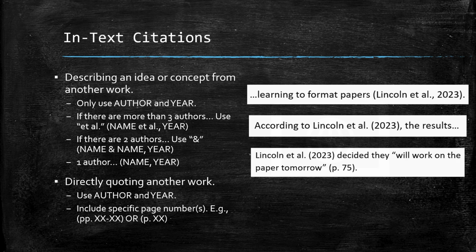If there are 2 authors, you will separate the last names of the authors with an ampersand. One author will just be the name and year. If you are directly quoting another work, though, you will not only need to include the author and the year, but you will need to include the page number or numbers associated with that quote.